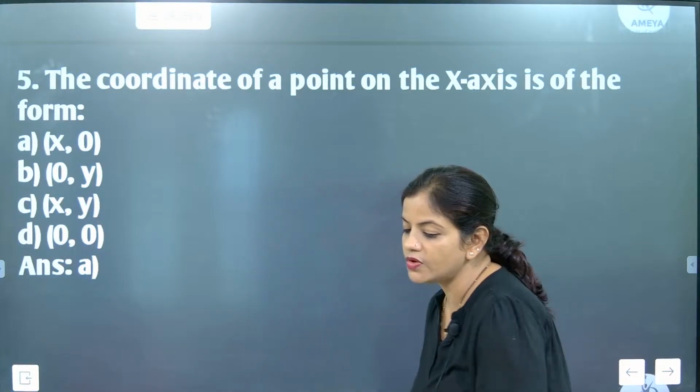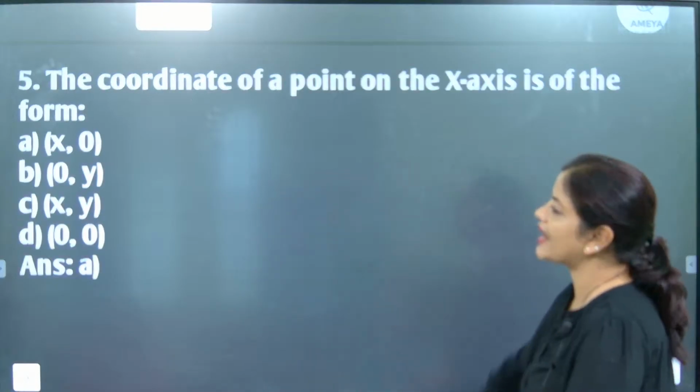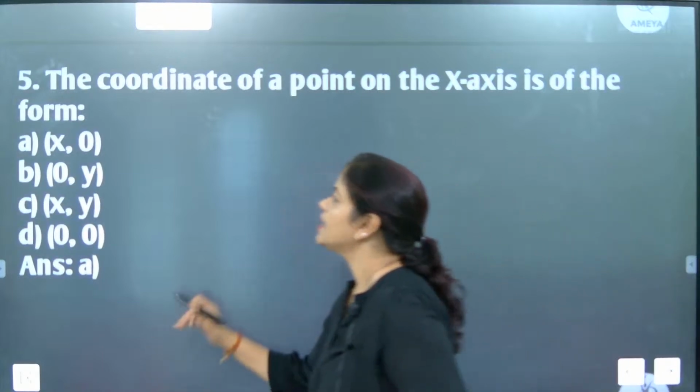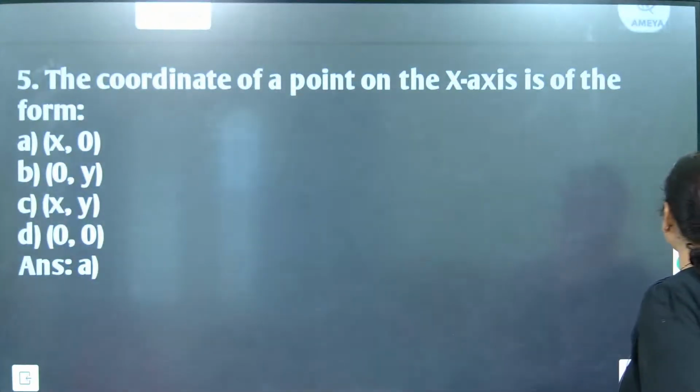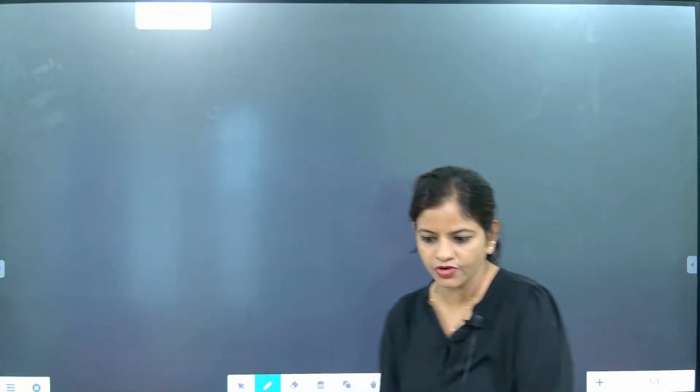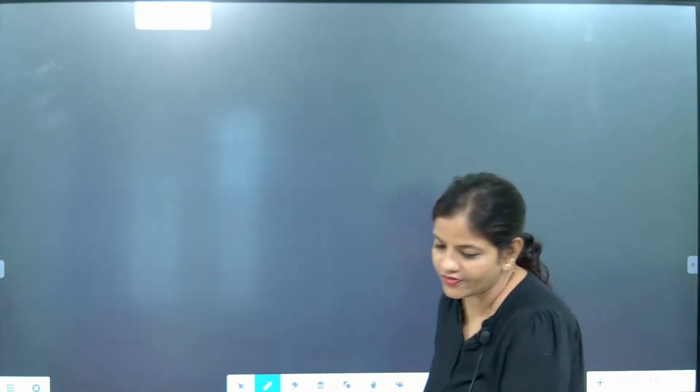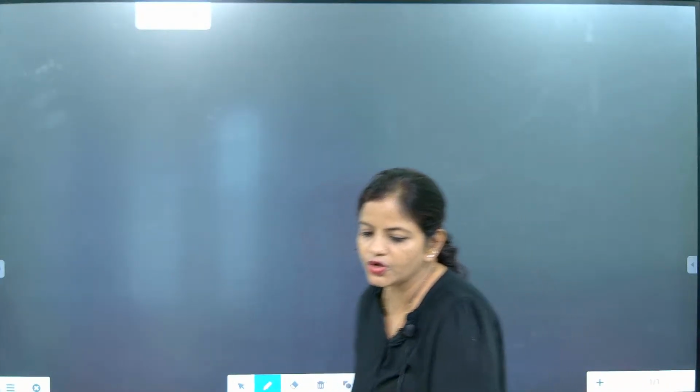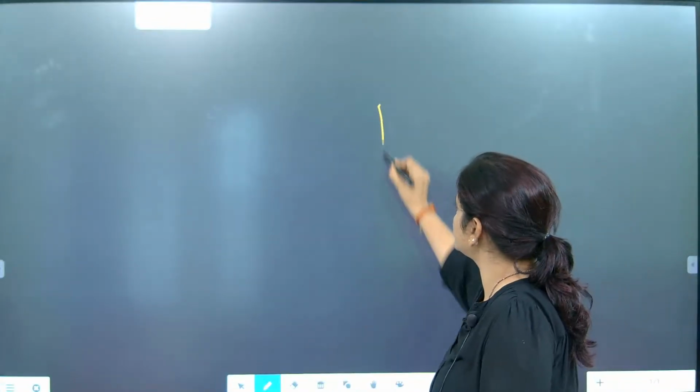Let's check this one out. Very good, beta. So here, how to write that? See, on x-axis, this part we must remember. In the coordinate part, I will teach you some very basic things. NCERT solutions are also available in our coaching, beta. We are going to provide that, so don't worry about all those things.